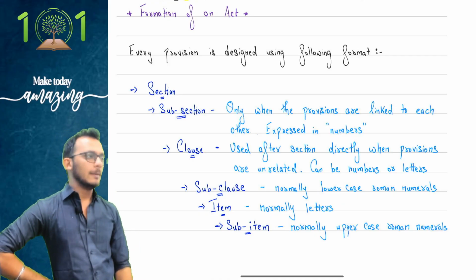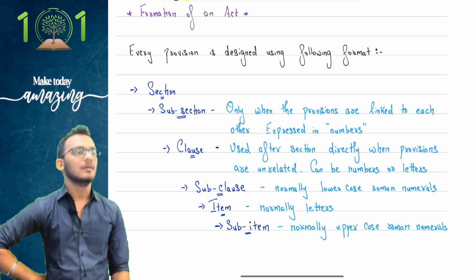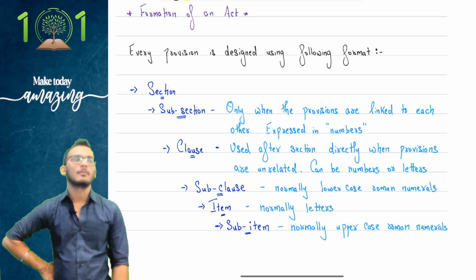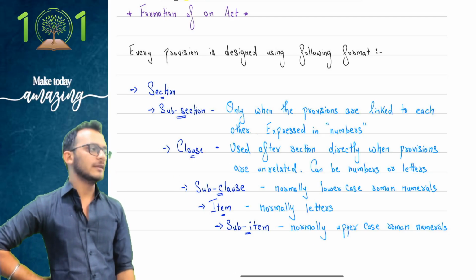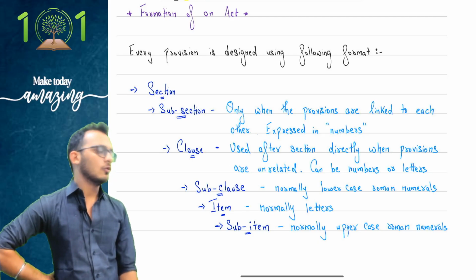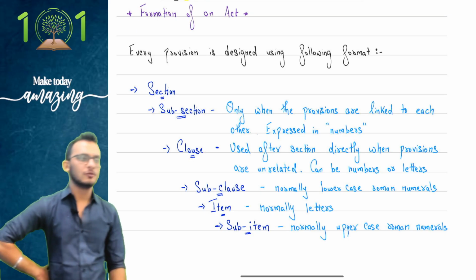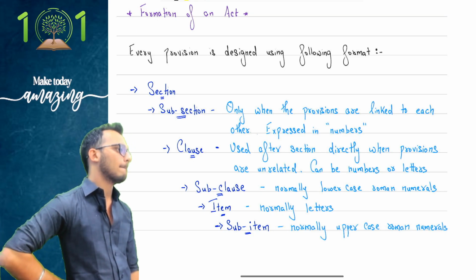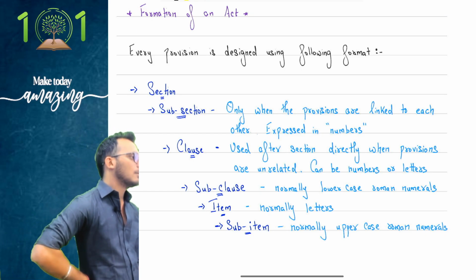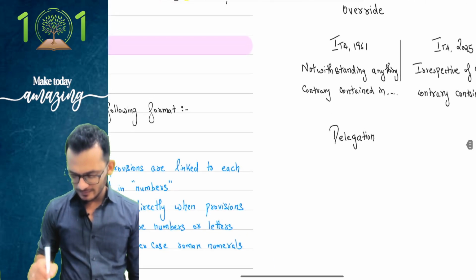Proviso is exception to the main rule. Which one is superior? Full stop. Continue. A proviso is termed superior over the main rule, which is, you know how to write which is shortcut.